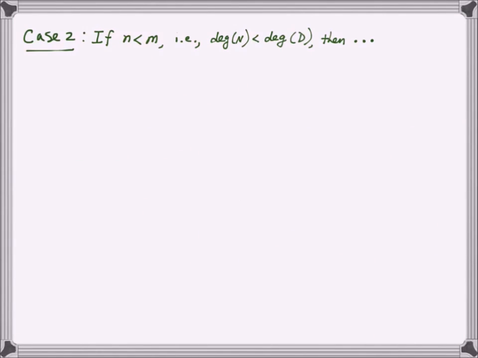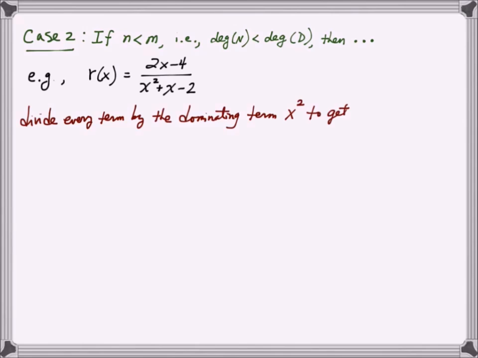Case 2: if n is less than m, that is, the degree of the numerator is less than the degree of the denominator. For example, in the case of the r of x given here, the degree of the numerator is 1 and the degree of the denominator is 2, which certainly satisfies the condition. In this case, the dominating term is x squared, because that is the highest degree appearing in all polynomials. So we're going to divide every single term by x squared.